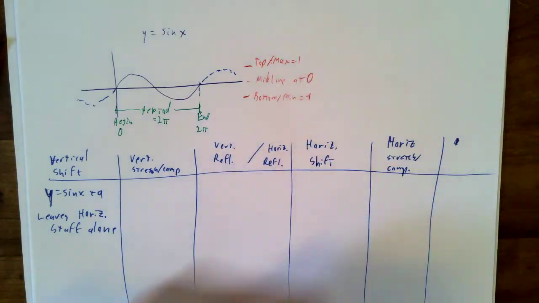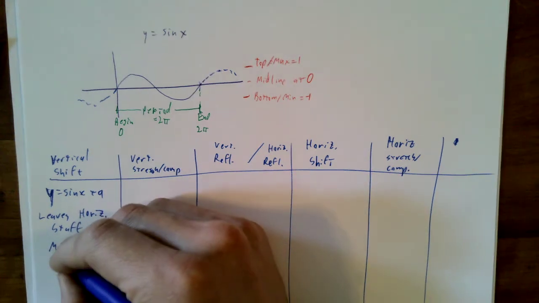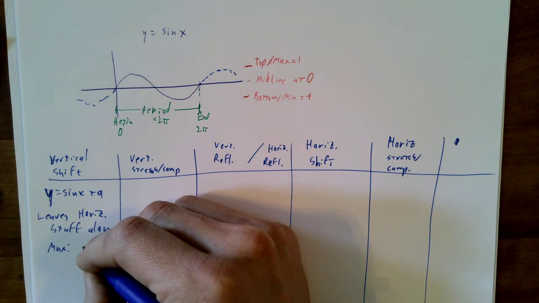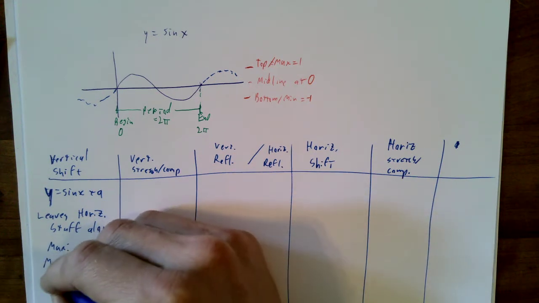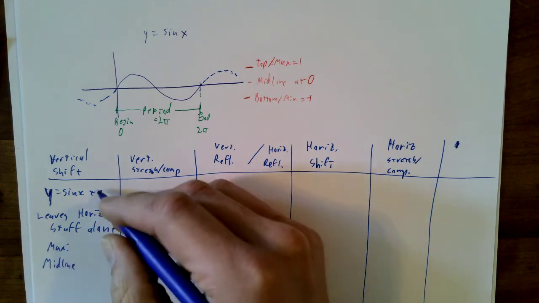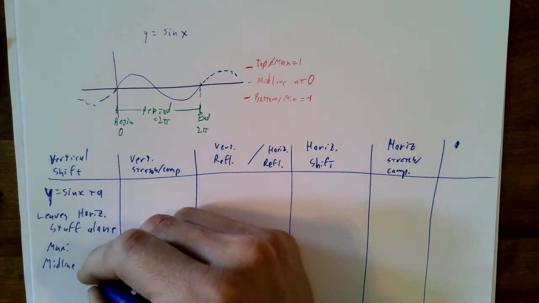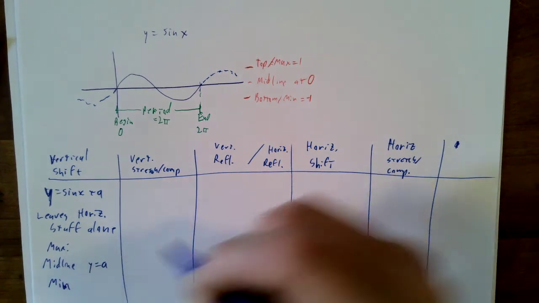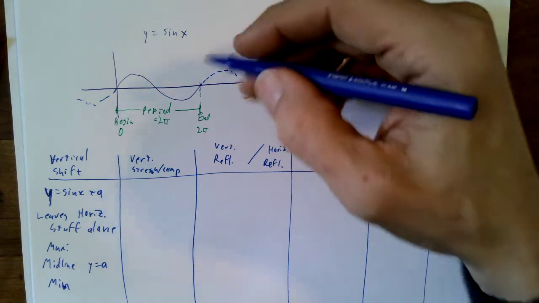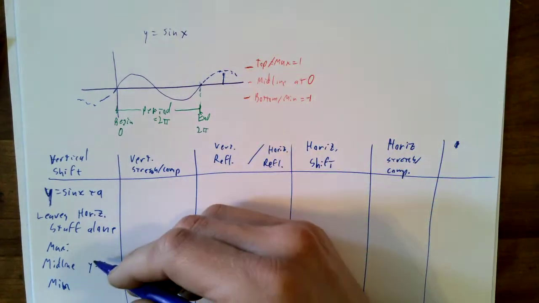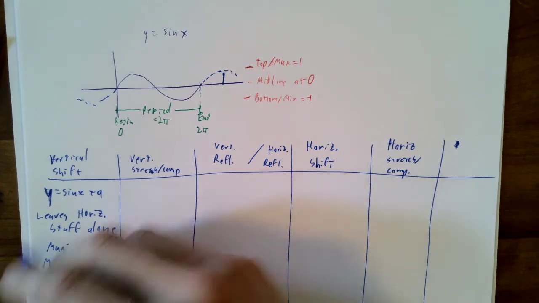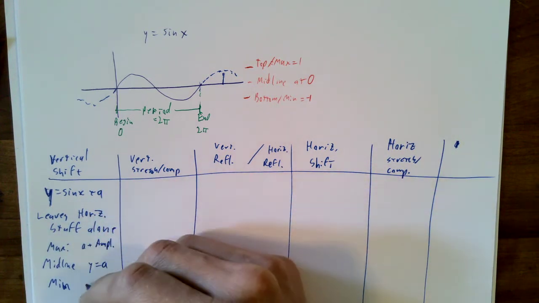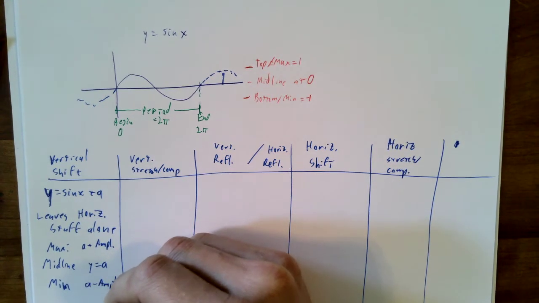It moves everything here up or down by a, so the midline would be up at a. Whatever a is, could be positive or negative, but the midline is now at y equals a. The max and min of this thing are going to depend on whether it's stretched out or not, but your amplitude is just 1 for the base function, so this would be a plus 1 and a minus 1. But in general, what you got here is a plus the amplitude and a minus the amplitude.